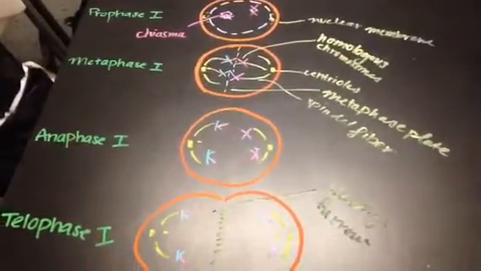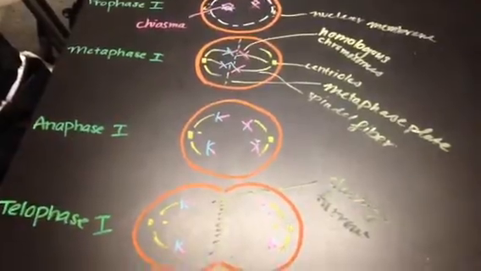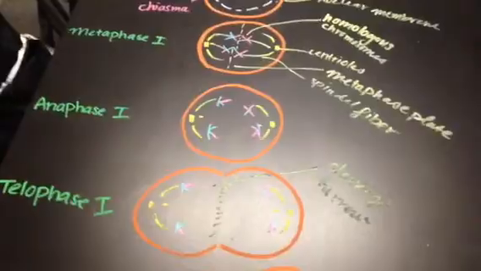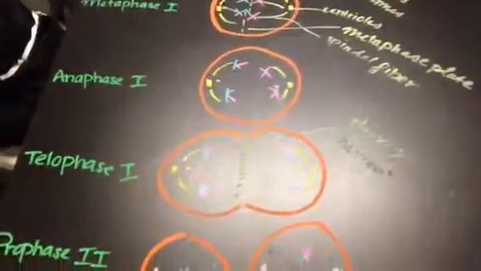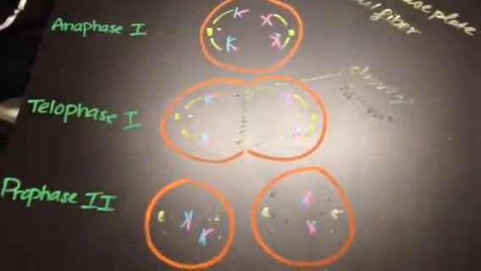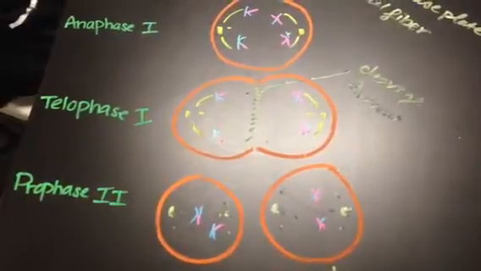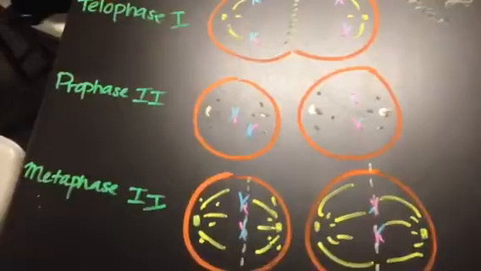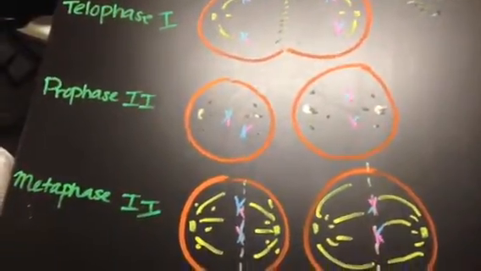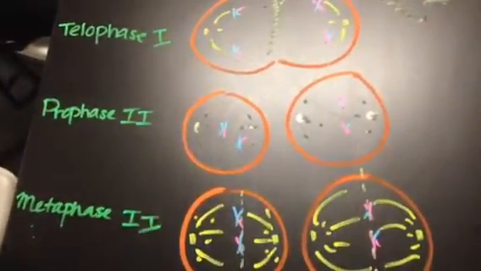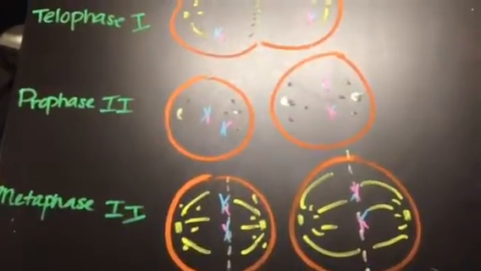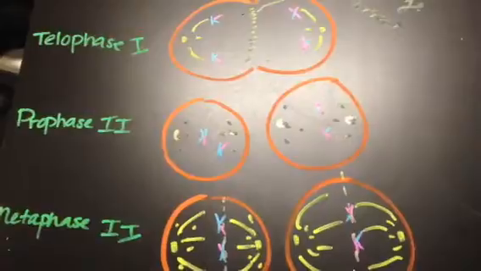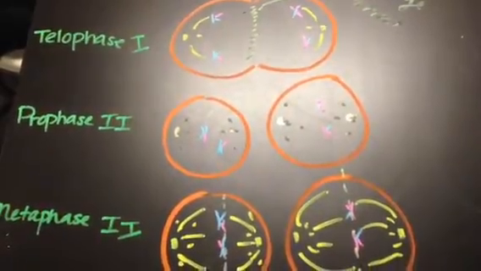And when moving on to anaphase, the spindle fibers pull apart the homologous chromosomes, and that leads to telophase. Within telophase, the cleavage furrow appears, and the two cells begin to separate. Then we begin the second division of meiosis. In prophase 2 of meiosis, there is not much happening, and it pretty much stays the same.